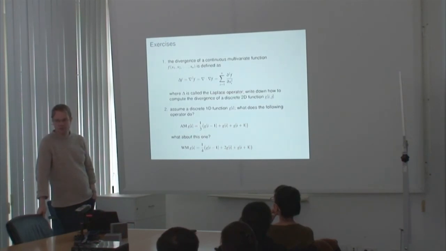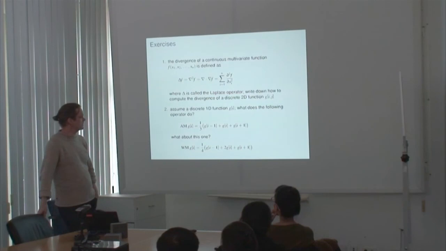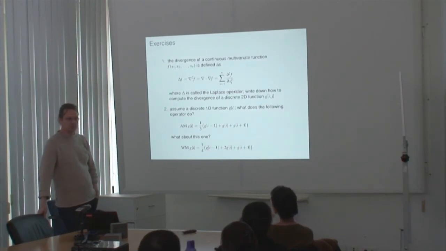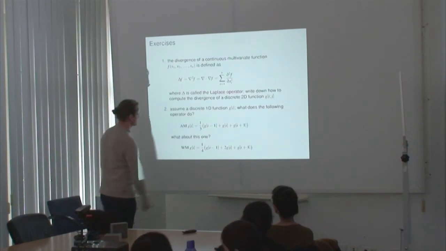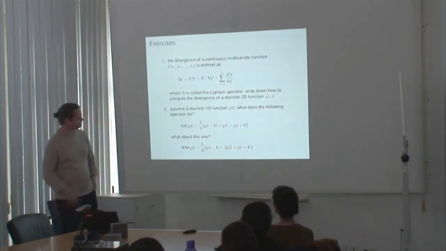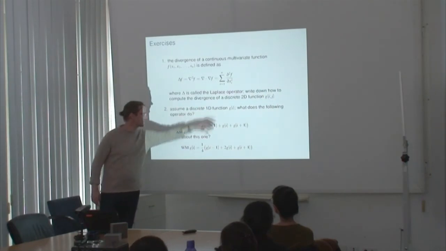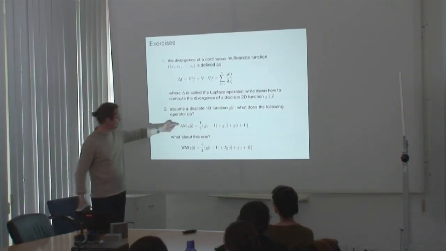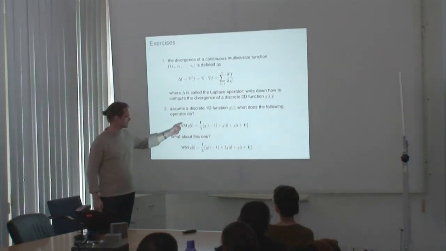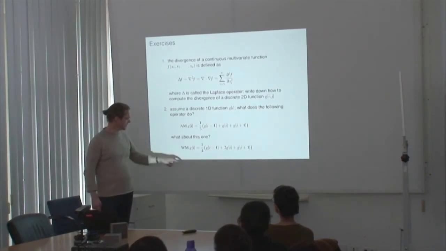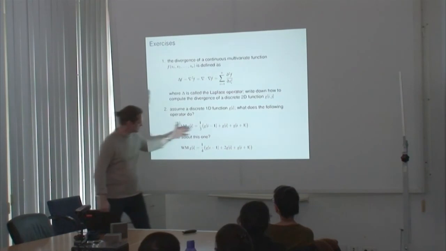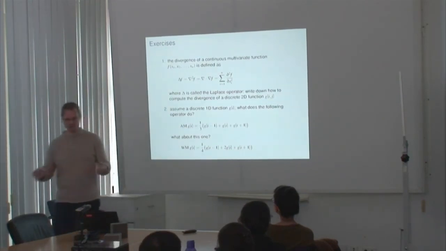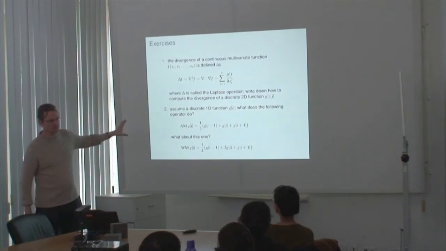Can you adapt that, given what we discussed today, to discrete functions? Give it a try. Come up with a definition of the divergence for discrete, say, two-dimensional functions. And then, for the sake of simplicity, consider one-dimensional functions, say g of i, and think about what these two operators do. This is the first operator applied to g of i, and this is the second operator applied to g of i, and this is what they do mathematically. So what do they do in your own words? What do these two operators do?